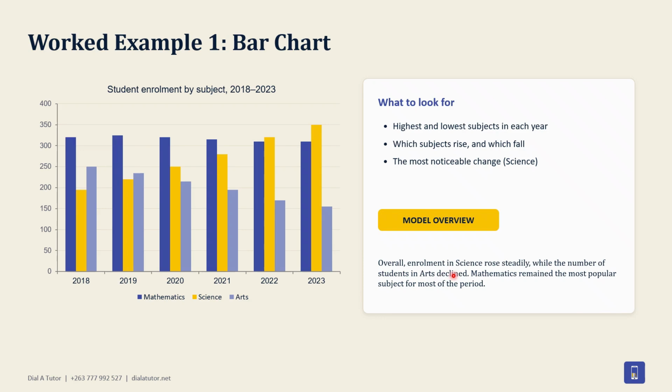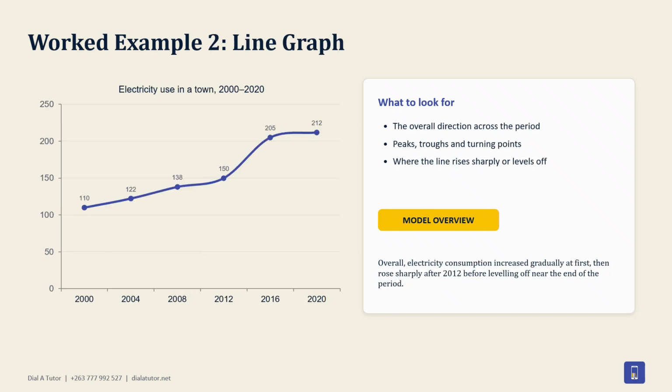Overall, which is the second paragraph, students in science rose steadily while the number of students in arts declined. Mathematics remained one of the most popular subjects for most of the period. As you can see, mathematics was the popular subject up until perhaps 2022, when science overtook mathematics. Okay. Line graph, for instance, let's have a look at the model overview. You can see the line graph shows electricity use in gigawatts from 2000 to 2020.